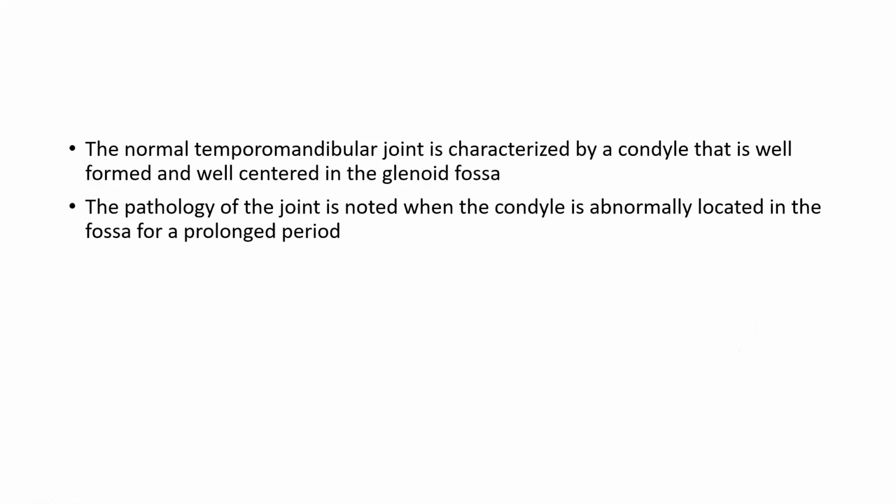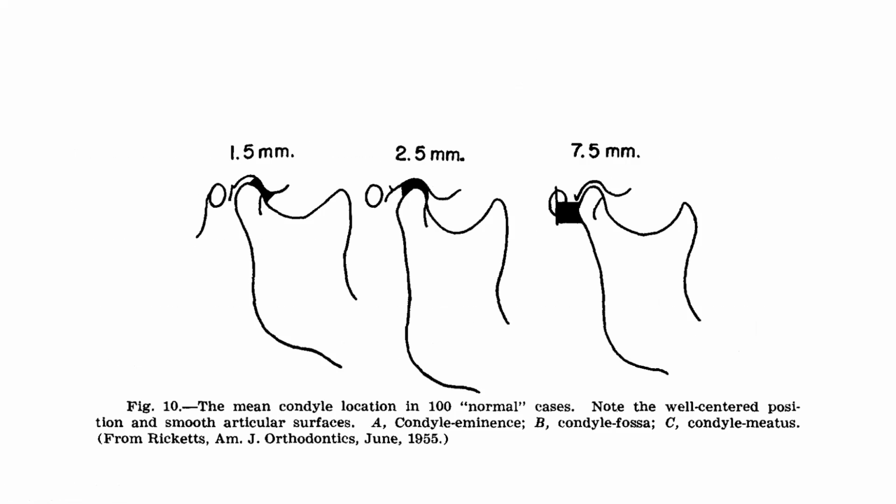The normal temporomandibular joint is generally characterized by a condyle which is well formed and well centered in the glenoid fossa. The pathology of this glenoid fossa is generally noted when the condyle of the joint is abnormally located for a prolonged period of time.